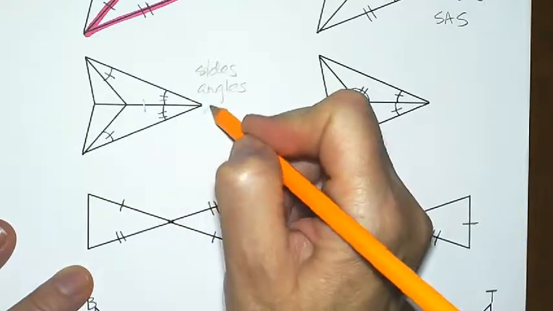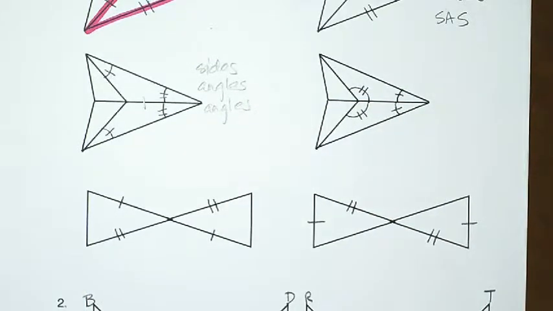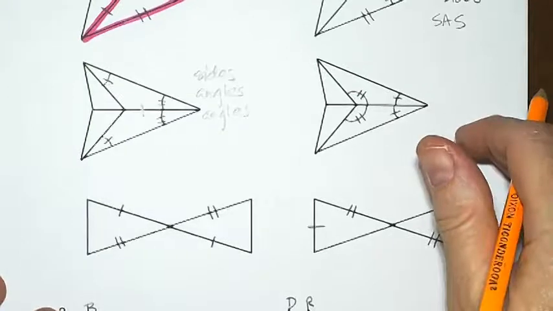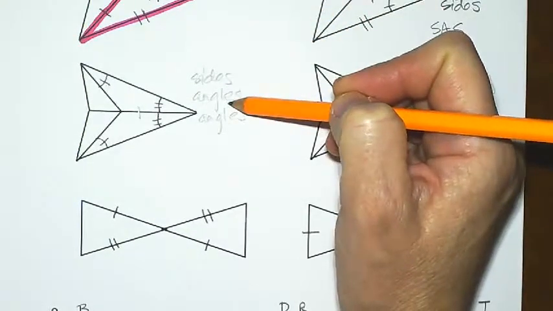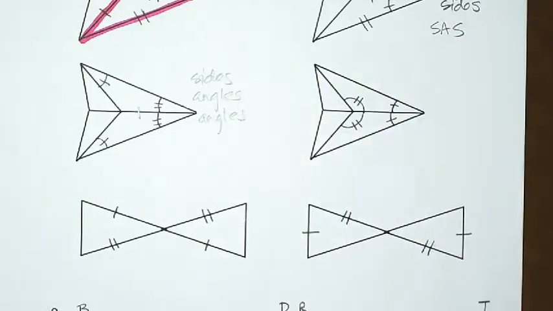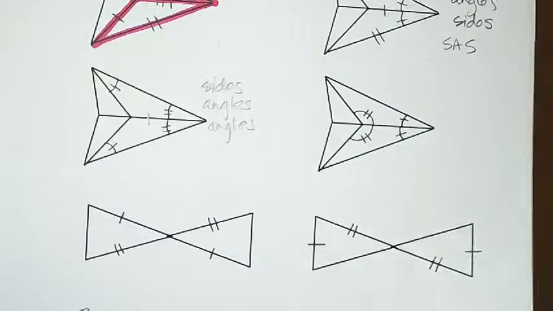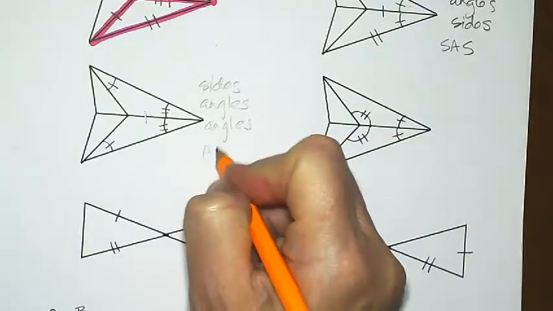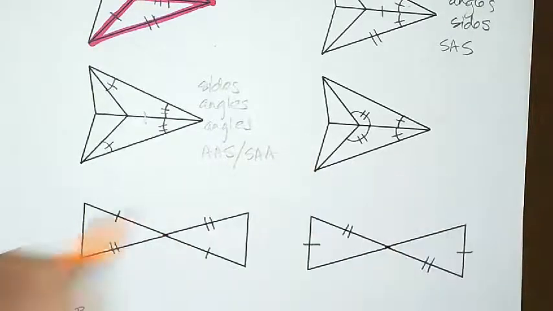We've got another pair of angles. Now, I'm writing these in the order that they're supposed to be in, but if you had put the side in between and written angle, side, angle, that would have been incorrect. This is actually angle, angle, side, or side, angle, angle. It doesn't matter what order you write that in.